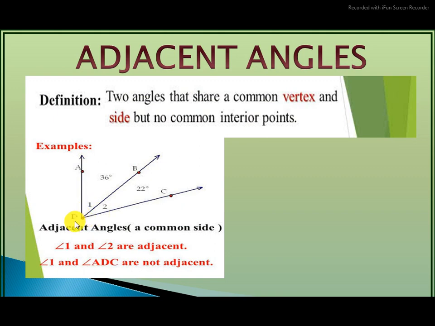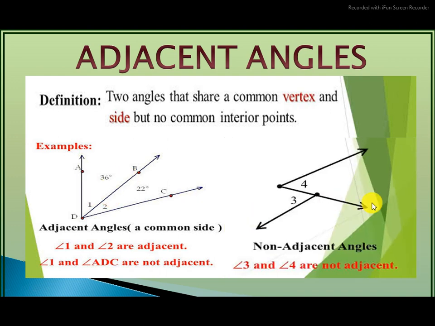So D is a starting point or a common vertex for both the angles, and DB, this ray, is common for angle ADB as well as for angle CDB. So this is a common side. So when they share a common side, you call them adjacent angles. So angle 1 and angle 2 are adjacent. But angle 1 and ADC, the full angle, are not adjacent. So these two are adjacent angles, next together angles.